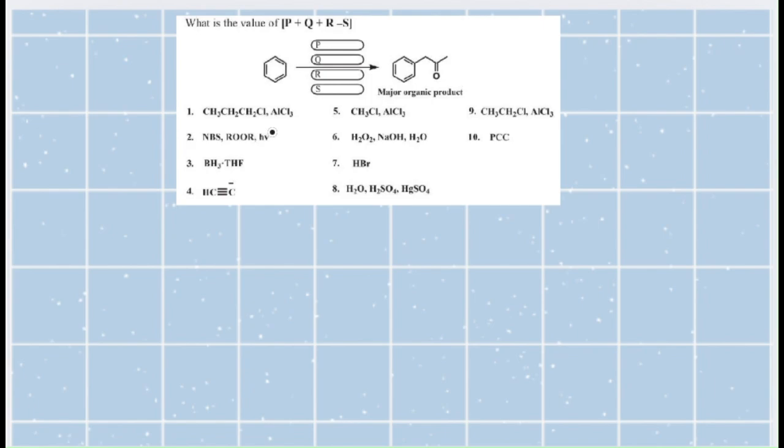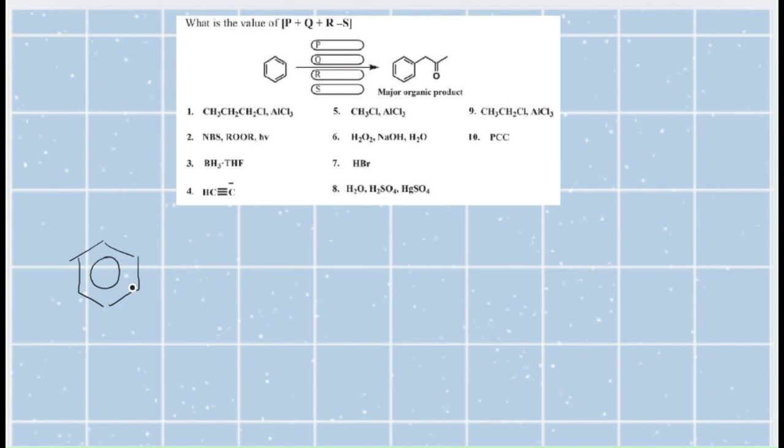You are supposed to choose only 4 reagents from 1 to 10, the reagents given here, and then substitute those values into the equation given here, the simple math P+Q+R minus S, and then you will get a simple whole number. That is your final answer. Alright, now let's start predicting what reactants we are using here.